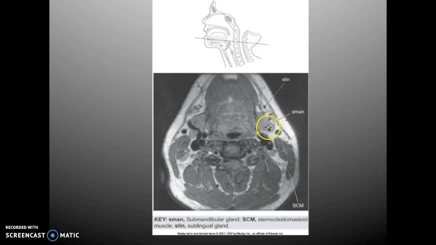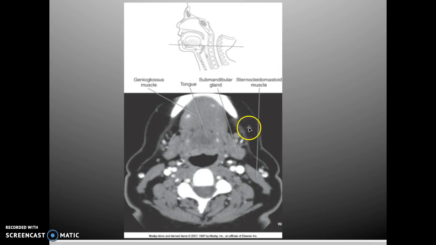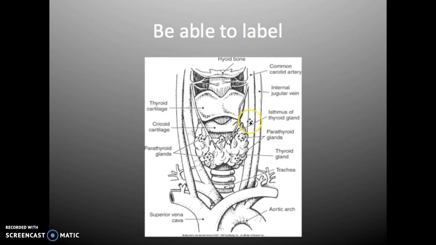Looking here, here's your submandibular gland and your SCM. I'm not so concerned about that there. And you have your genioglossus muscle with your tongue and your submandibular gland with your SCM. This is kind of confusing, but we can break it down.